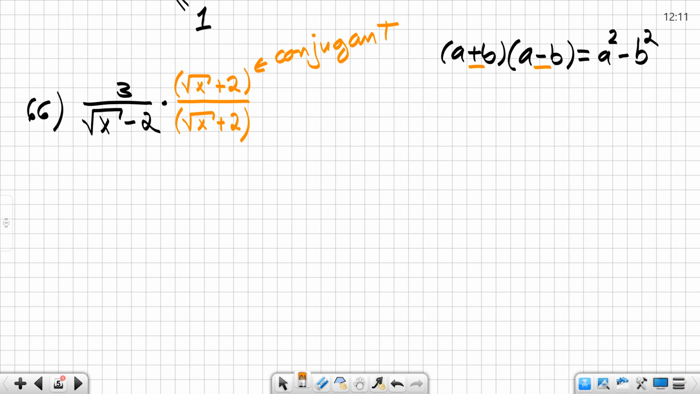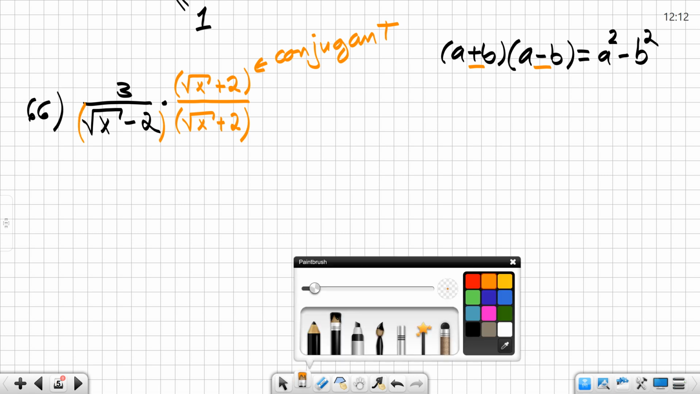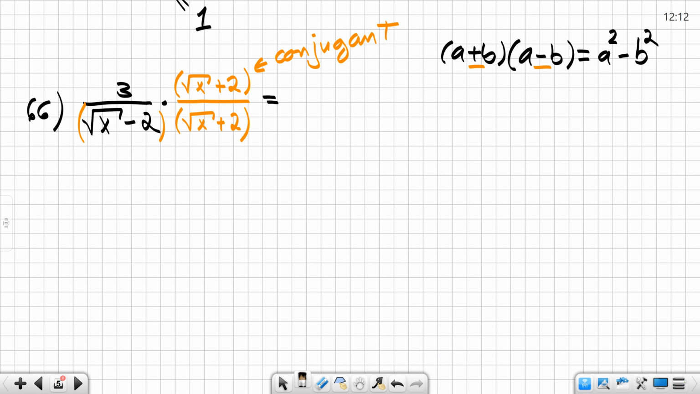Plus is the conjugate of negative. Negative is the conjugate of positive. So it's just the opposite sign of whatever your denominator has to begin with. Now, this down here, put it in parentheses. And now I'm just multiplying this out.